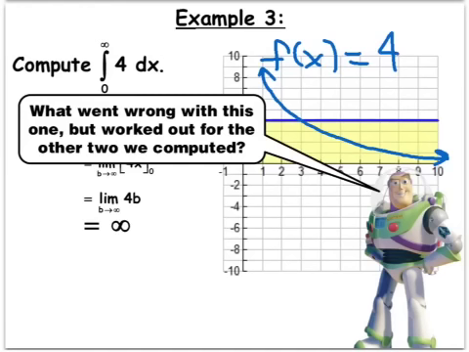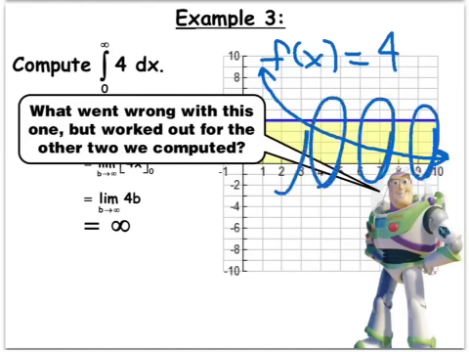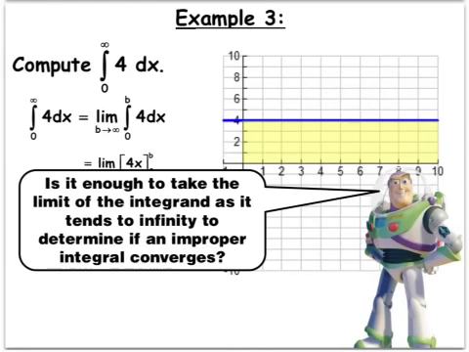But surprisingly, having the curve taper off at the end isn't even enough. So in examples 1 and 2, we had these curves where the integrand, if you graphed it, tapered off as you went to the right. The function itself went lower and lower and lower. It tended towards 0. And then example 3 kind of went haywire because this height stayed constant the whole time. Well, that's not the only way that we can diverge. We can also end up diverging for other reasons. So is it enough to take the limit of the integrand as it tends to infinity to determine if an improper integral converges? It turns out no.